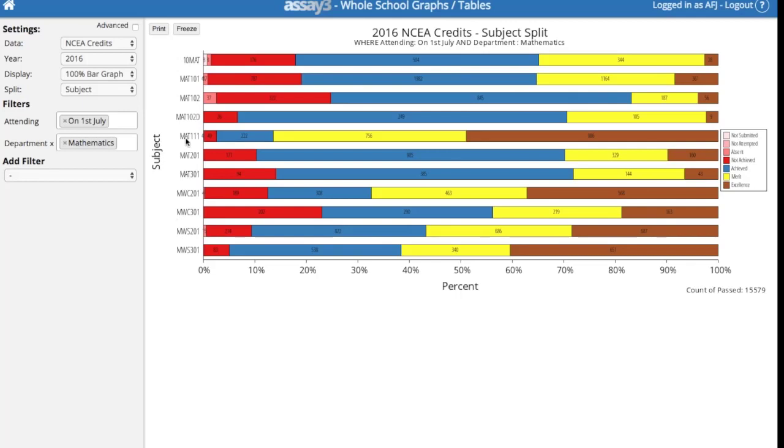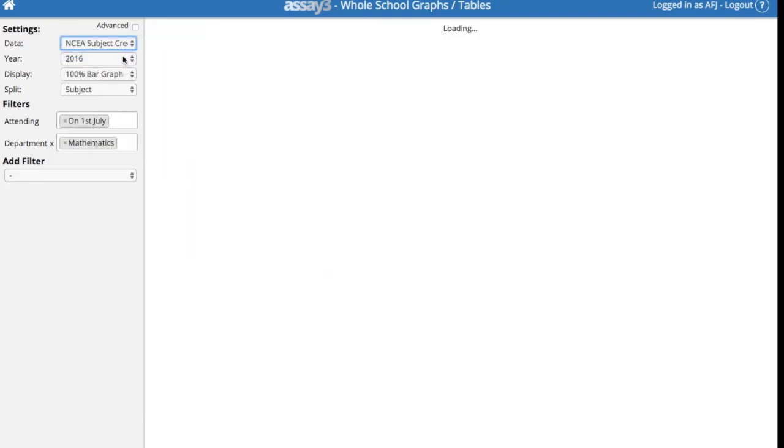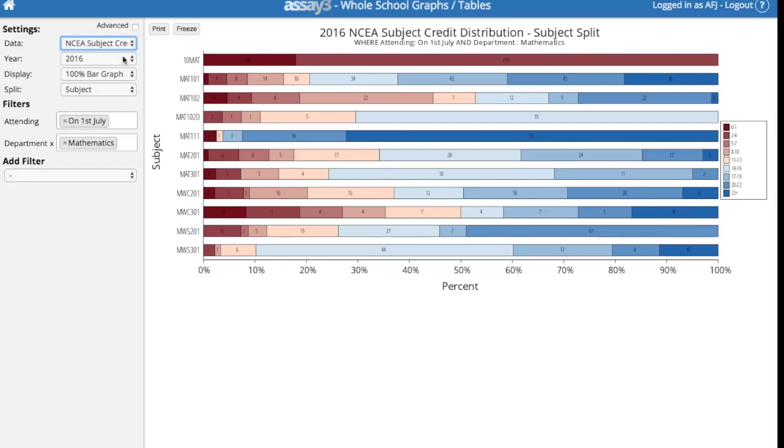We can see that this Maths 111 course stands out, which is our extension Maths course. The other thing we can do is, instead of just looking at the raw credits, we can have a look at the credit distribution. What this shows us is the number of credits gained by each student in that course. It changes from red to blue when we go from less than 14 to 14 or more credits, because we want students to be getting 14 or more credits in each of their subjects.